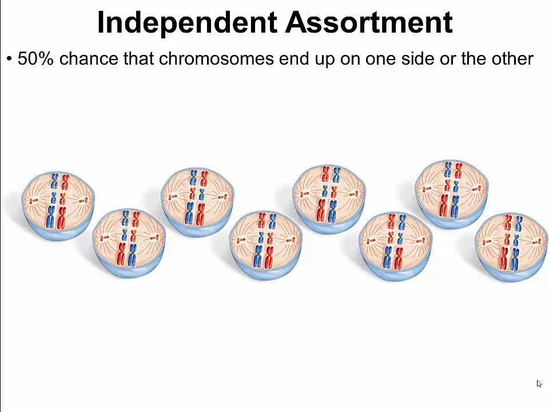Now, if we have an organism that has 3 pairs of chromosomes, in other words, a total of 6 chromosomes, then there are 8 different ways those chromosomes can line up. If we start at the left-hand side, what we see is that it's possible that all the paternal, in other words, the blue chromosomes, could line up on the left. It's also possible that all the maternal chromosomes would line up on the right. But then if we go to number 2 here, the one I'm circling with the pointer.